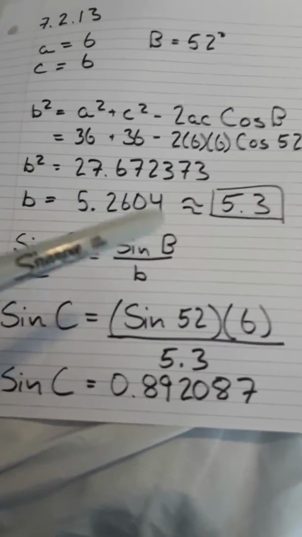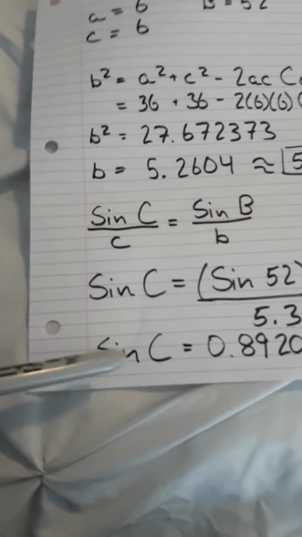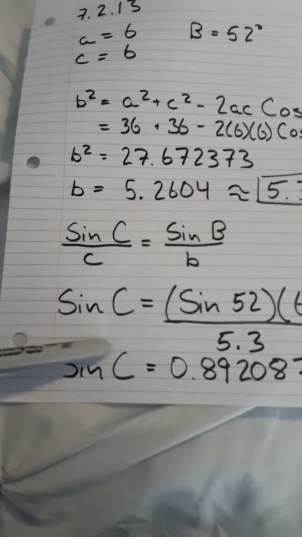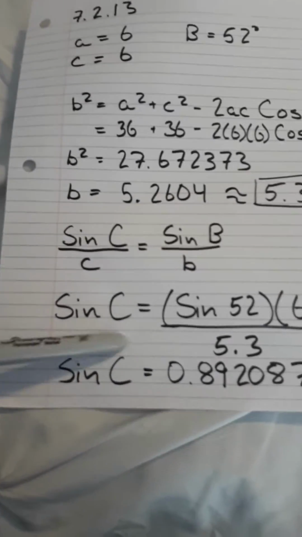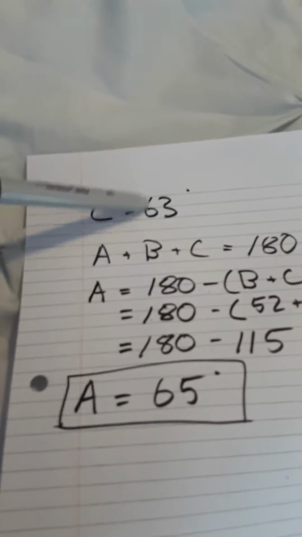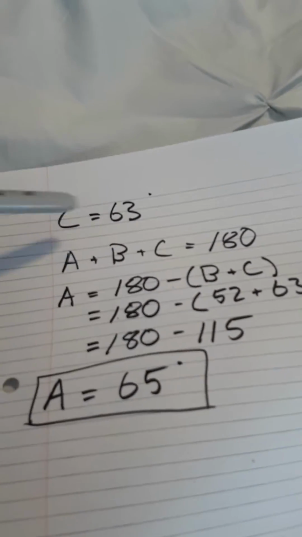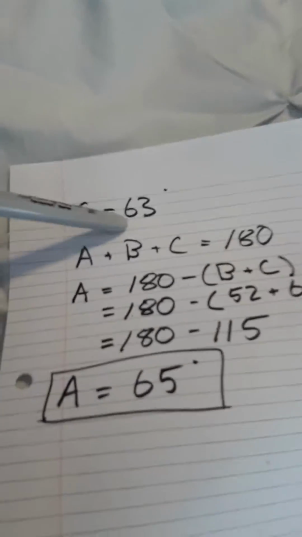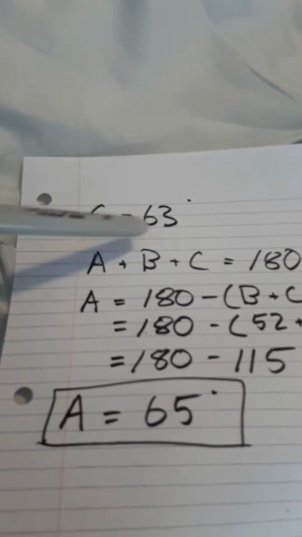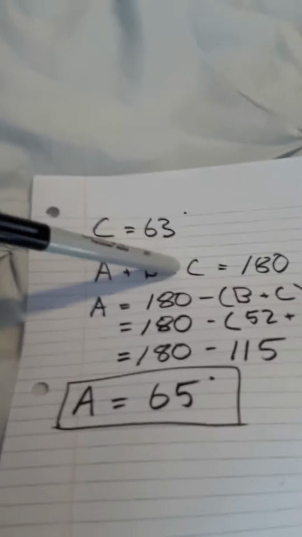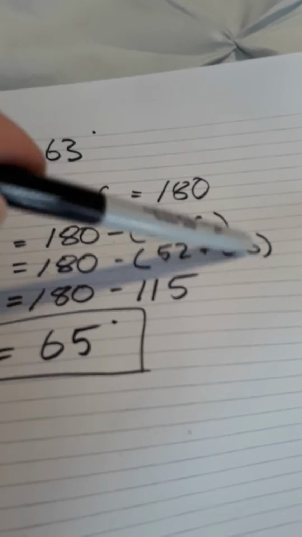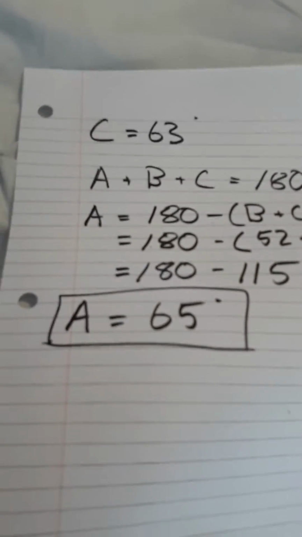Make sure you're in degree mode in your calculator. And then you have to do the inverse sine in your calculator, so it'll be like sine with a -1 exponent. You take the inverse sine of that crazy decimal, and you get 63 degrees. Round to the nearest degree. From there, I don't need to use the law of sines anymore because I know that all three angles of any triangle have to add up to 180. So 180 minus 52 plus 63 gives me 65.